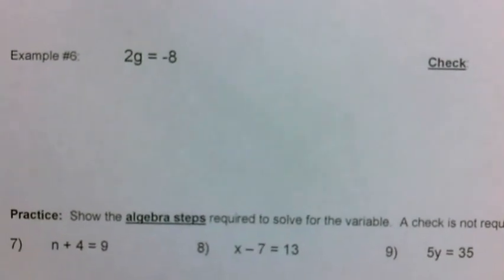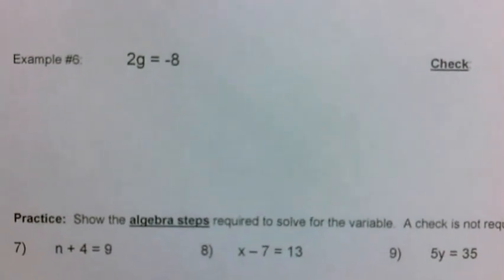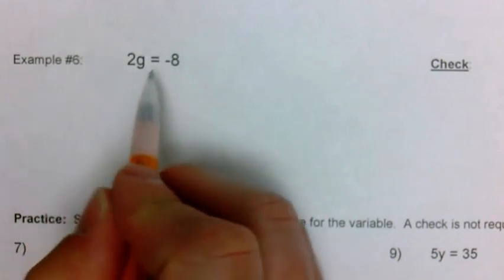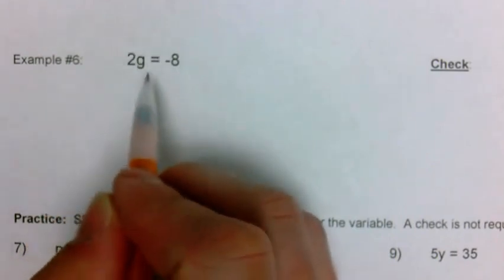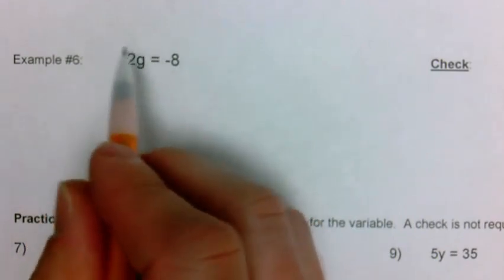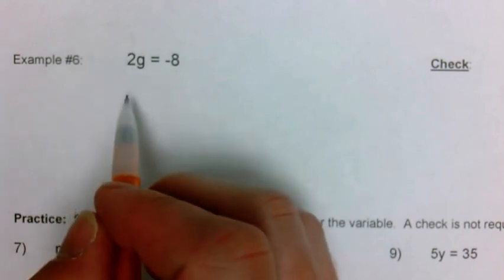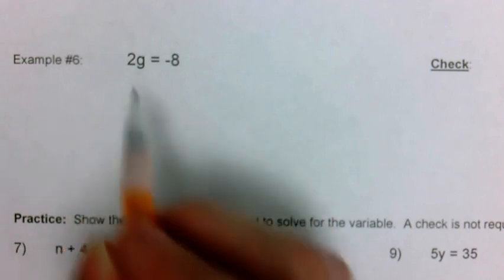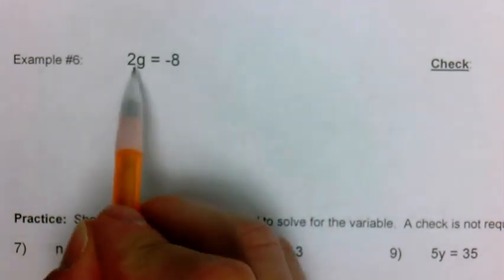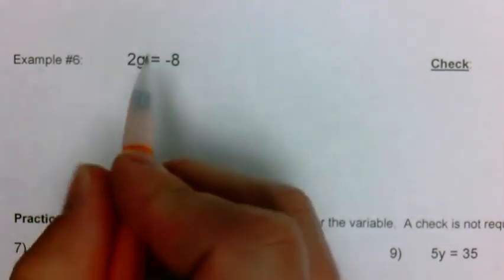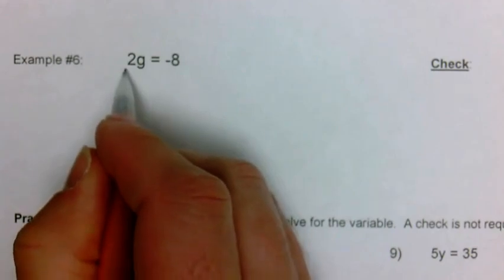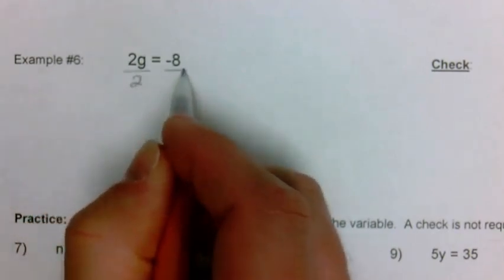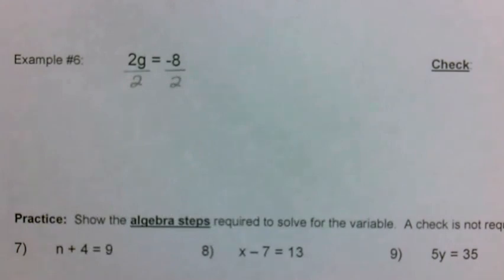How about in our next example? 2g is negative 8. So again, this variable term on the left-hand side is already isolated. There is no constant being added or subtracted to it, but we don't want the value of 2g's, we want the value of just 1g. So since g is being multiplied by 2, then I'm going to do the opposite to get the value of just 1g, which means I'm going to divide by 2 on each side.